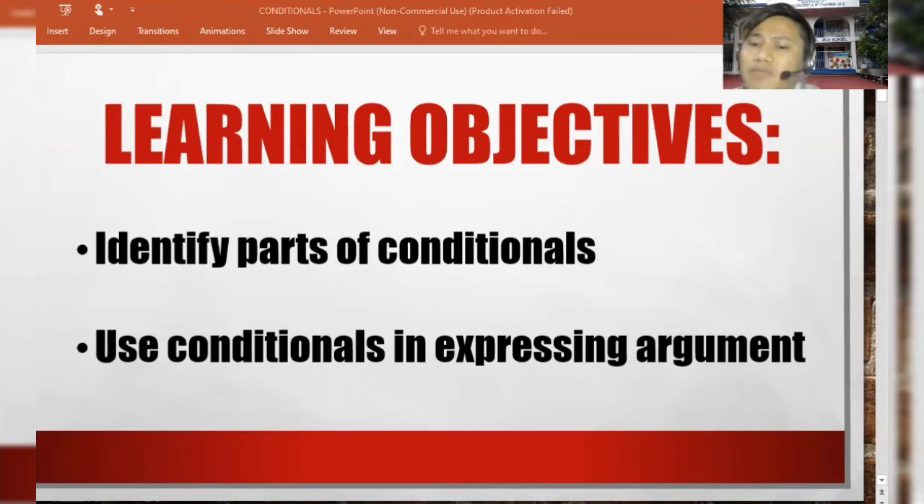But before we move on, let us first know what argument is all about. Maybe you are thinking of opposing thoughts or ideas with someone else. Yes, if your thought is about it, then you are correct on that. Or maybe when you are against someone's opinion, then we can consider that also as an argument.